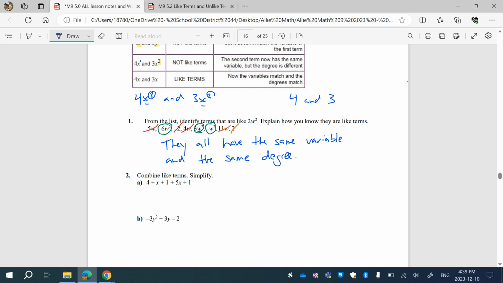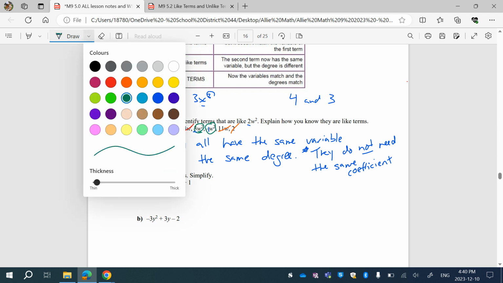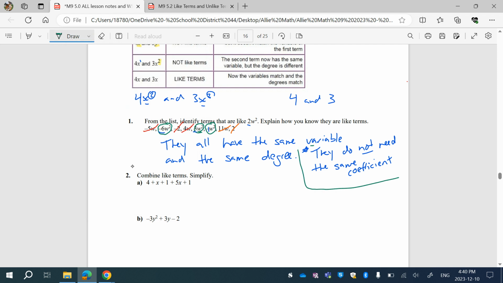And I'm going to add something here just as an aside or a note here. They do not need the same coefficient. So you notice this one has a 2 as a coefficient, this one has a -6, this one has a 3, this one has a -1. They don't need the same coefficient to be like terms. It's the variable and the degree of the variable that matters. So I think that's important to note. I would love it if you write that down on your notes.